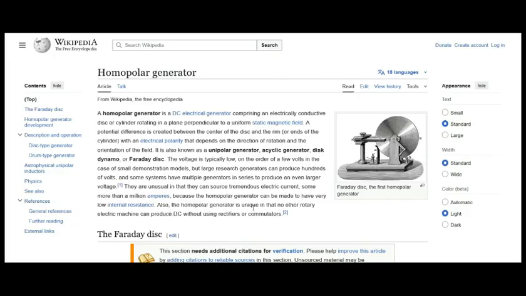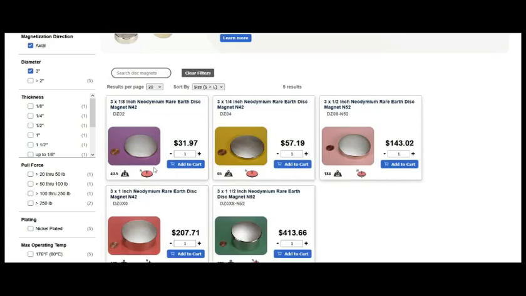As they also point out here, it's unique that it just churns out DC without any rectifiers or commutators. It's low voltage, but a tremendous current. And they've had some that are more than 1 million amperes. Just to try to be a little bit more clear on that. So that disc is magnetized like this.